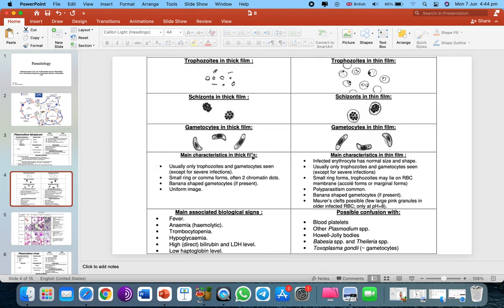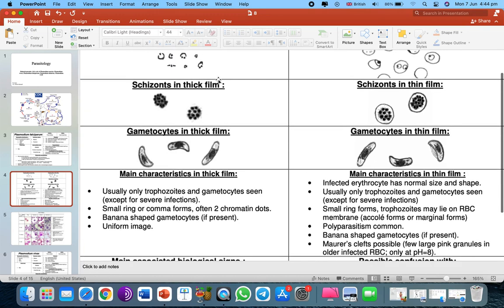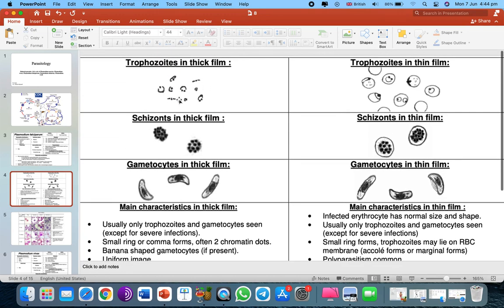So now, as you can see, the stages of the malaria. This is the trophozoite stage. This is inside the RBCs. You will see the ring stage. This is the ring stage. This is trophozoite. This is in the thick and in the thin.